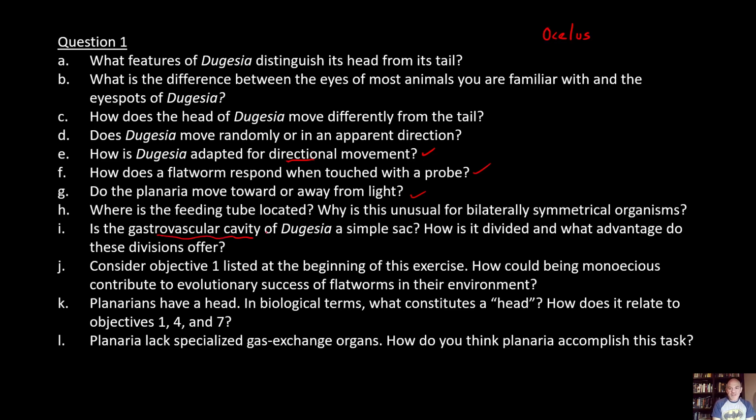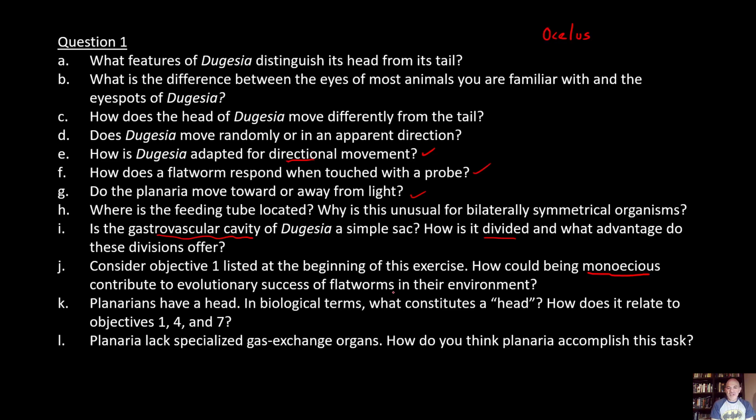The gastrovascular cavity of Dugesia is highly branched. And what is that for? Those divisions within there increase surface area, for better absorption, right? And then you go back to those basic questions about how these animals feed, reproduce, or respond to the environment. And this one is about reproducing and being monoecious, because they're hermaphrodites, right? So monoecious is another name for having both male and female sex organs.